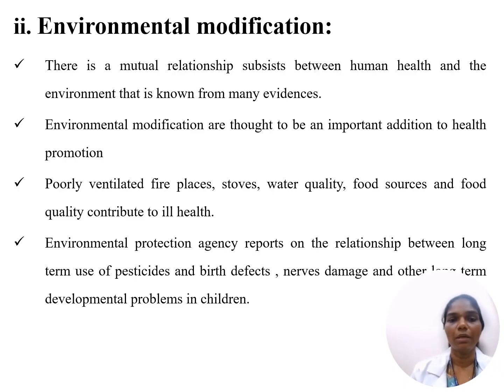We can educate them how the water quality can be improved, how we can prevent mosquitoes, that is, we can prevent water stagnation in and around houses. Okay, so drainage systems, we can have proper drainage systems. These environmental modifications, if we do, will obviously have a positive effect on health. Okay, so that is environmental modification.